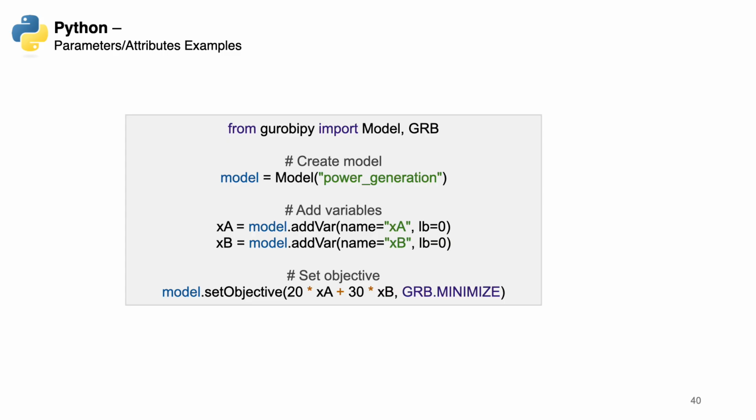Now we translate that blueprint into the Gurobi API. We start by importing Model and GRB from gurobipy. We create our model object and name it power_generation. Next, we add our two variables. Notice we use model.addVar, giving them the names XA and XB, and setting their lower bounds to 0. Finally, we set the objective using model.setObjective. We type in the formula 20 times xa plus 30 times xb and specify GRB.MINIMIZE. With just these few lines, the goal of our system is firmly established in the code.